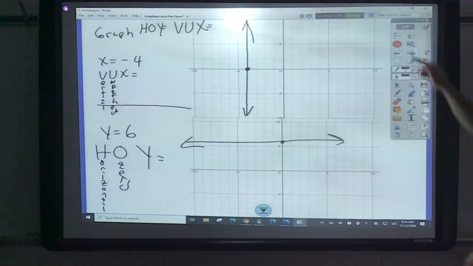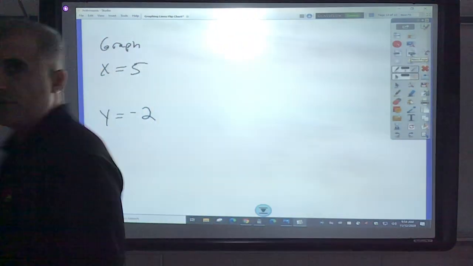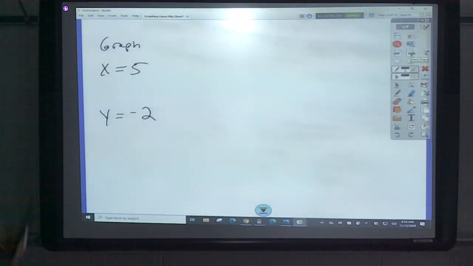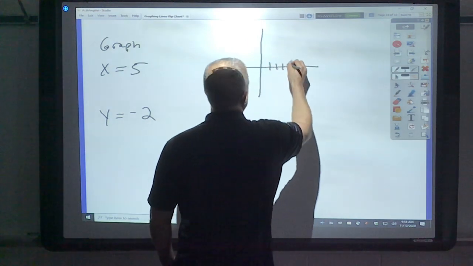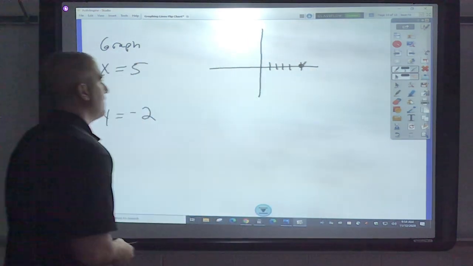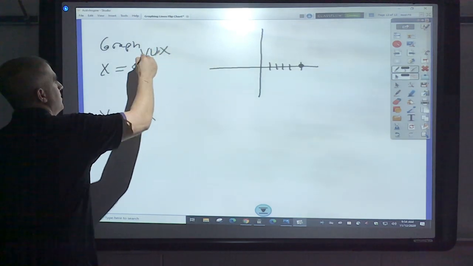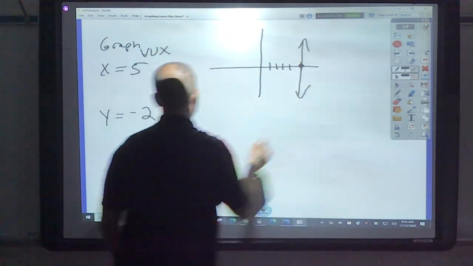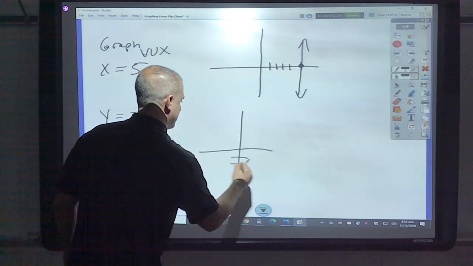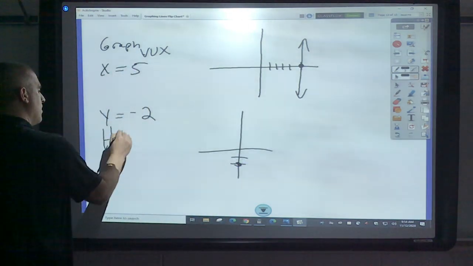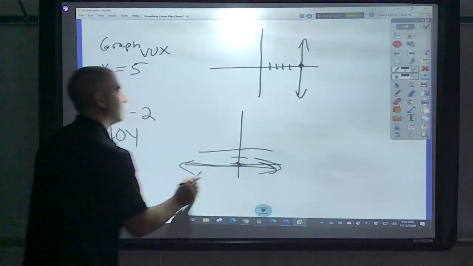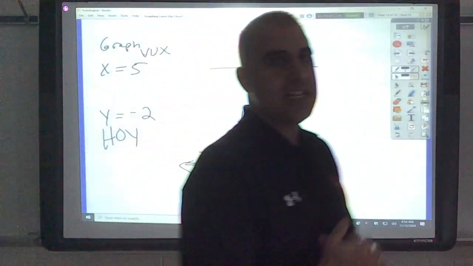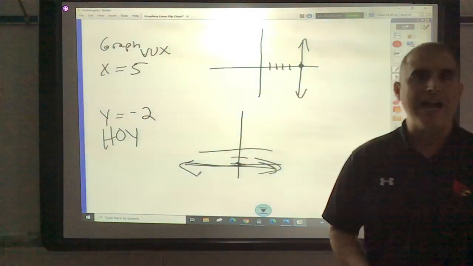Okay? All right? So what I'd like you guys to do on your own, okay, is go ahead and graph these two questions. Okay? So this one, 1, 2, 3, 4, and 5. I'd put a dot there at 5. This is a Vux problem, so that means vertical line. Okay? This would be y is -2, dot on that. That's a Hoy problem, which stands for horizontal line. I didn't draw that very well. There you go. Okay? So that's pretty much graphing lines. All right? All that takes is a little bit of practice, and it's actually pretty easy.